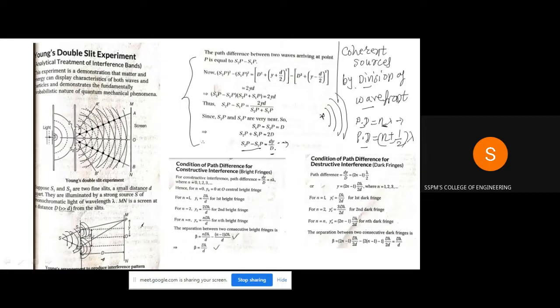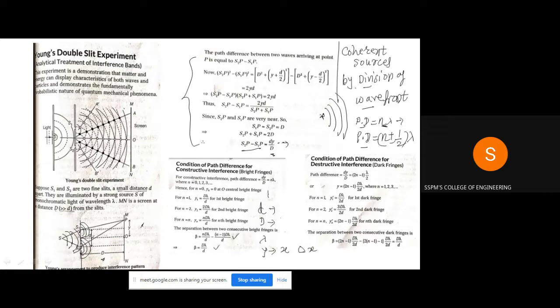What is y? y is the resultant displacement where they are supposed to interfere with each other. What is D? D is the separation between the source and the screen. What is small d? Small d is simply the separation between two slits. Remember d, D, lambda and y. y can sometimes be denoted by x also, or sometimes by delta x.